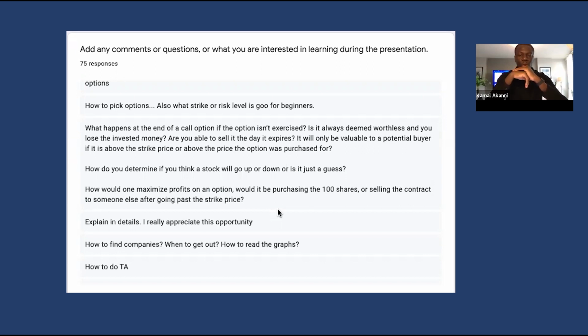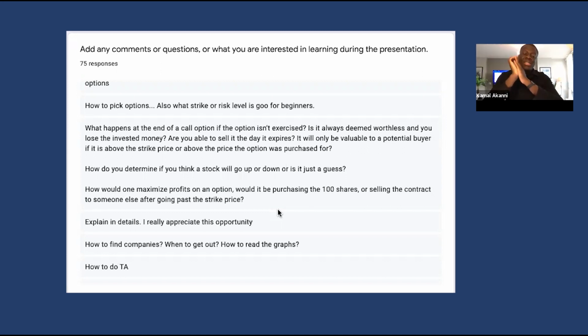Is it always deemed worthless and you lose the invested money? Are you able to sell the day it expires? Yes, I did mention you can sell the day it expires, but you can only sell the day it expires if there is value to it. So if your call option is in the money, then you can sell it the day it expires for profit.